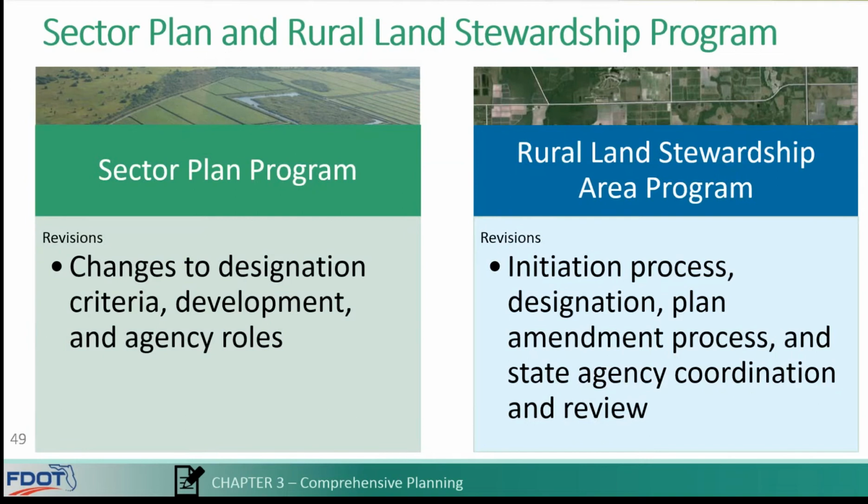Now, moving on to the last but equally important changes to growth management since the 2010 update to the Handbook, we shall look at the changes that impact the sector plan and rural land stewardship area programs. As you see on the slide before you, there are summaries of the changes that occurred to these two programs, which include changes to their designation criteria and process, development of these plans, and the interaction of these plans with state agencies.